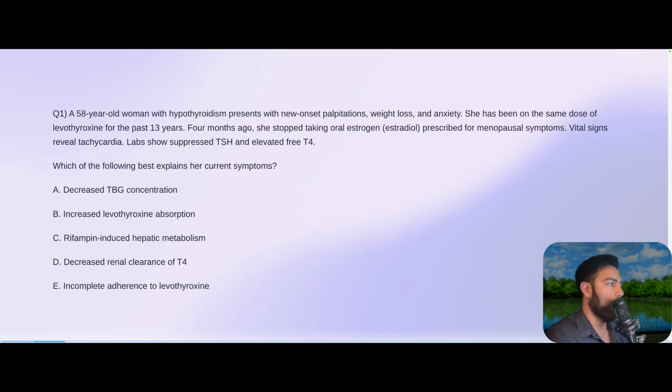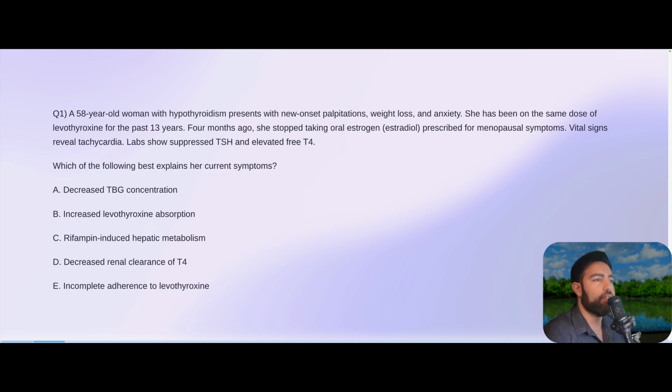So the first question, we have a 58-year-old woman with hypothyroidism. She presents with new onset palpitations, weight loss, and anxiety. She's been on the same dose of levothyroxine for 13 years. 4 months ago, she stopped taking her estradiol, which was prescribed for her menopausal symptoms. The vital signs reveal tachycardia, hypertension. Labs show suppressed TSH and an elevated free T4. Which of the following is the best explanation for her current symptoms? So go ahead and pause the video right here, pick your answer, and then we're going to go through the question together.